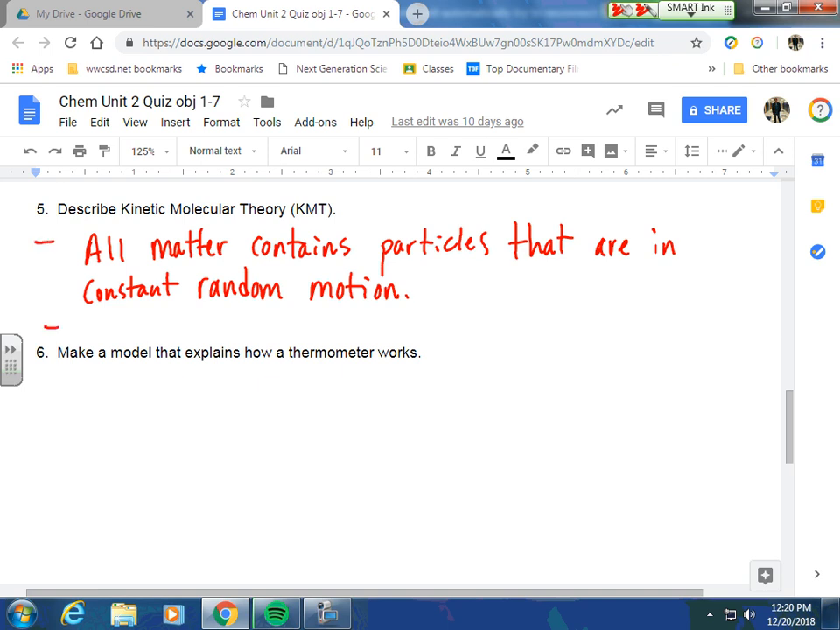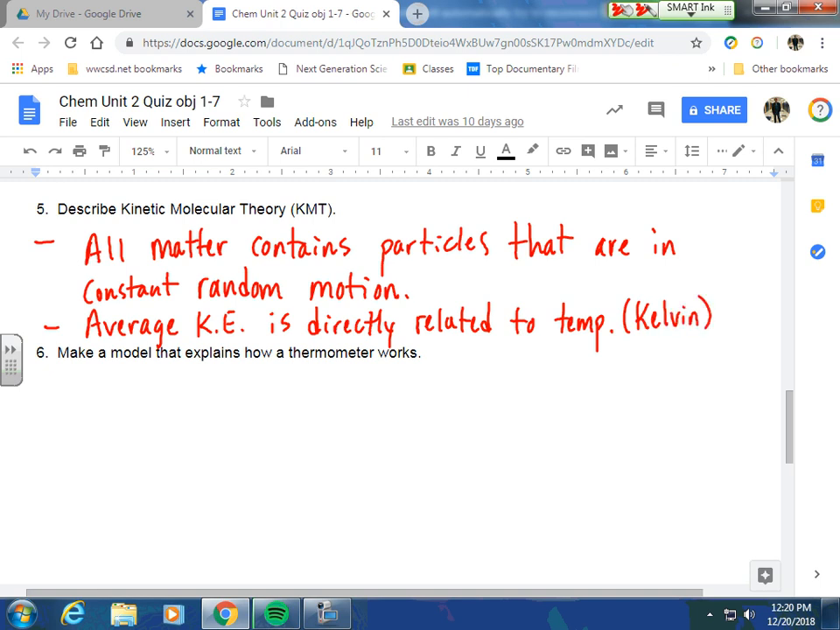And along with that, the average kinetic energy is directly related to the temperature. We talked about this scale now, Kelvin. I told you, like, what's that? Right, yeah, it's not degrees Kelvin, it's just Kelvin. And we're going to get into that more after break when we finish this stuff up.